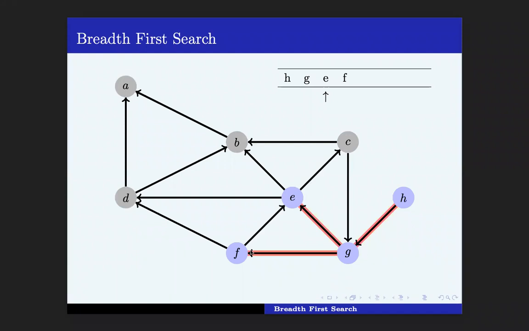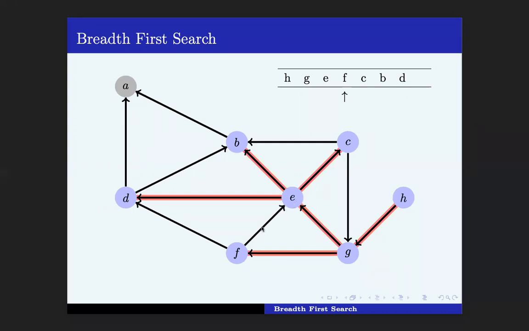So at level 2, I have two vertices, E and F. I start with E. Who are your neighbors? The neighbors are B, C, and D. So I write down B, C, and D. These are all neighbors at level 3. B, C, and D are at level 3. Now, level 2, I'm not yet done.